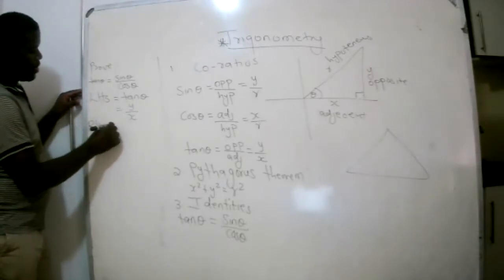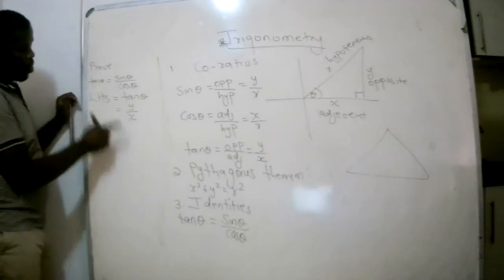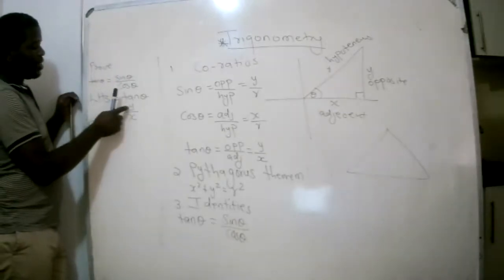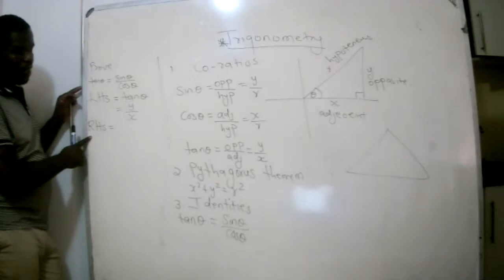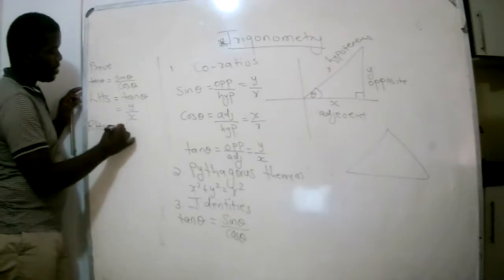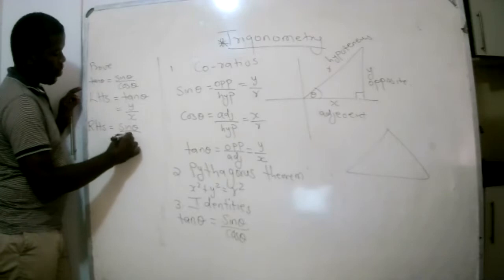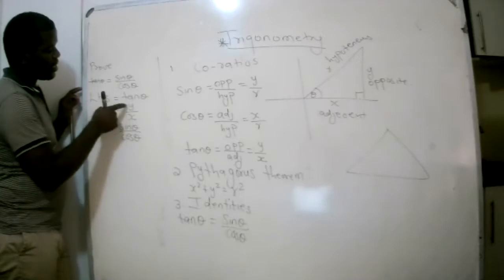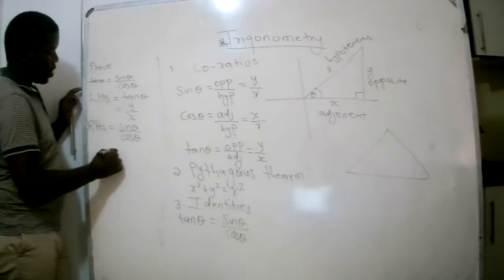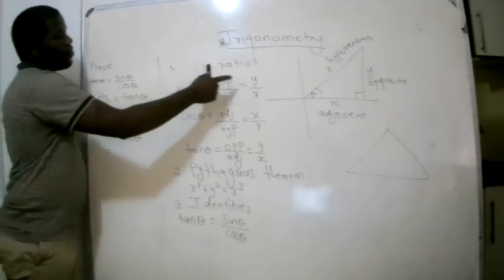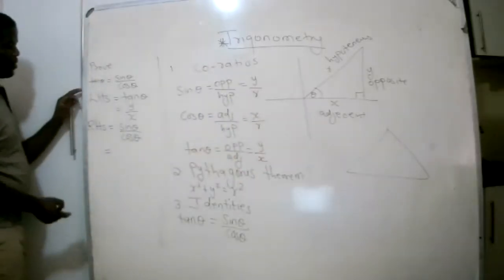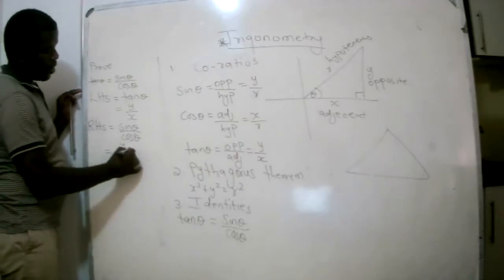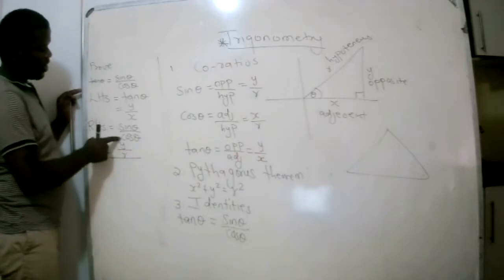Then now we go to the right-hand side. What are we given on the right-hand side? Remember, we are proving that left-hand side is equal to right-hand side. So now we know left-hand side is y over x. Let's now deal with the right-hand side, which is given as sine theta over cos theta. We want to find out if indeed sine theta over cos theta is the same as y over x. We know what sine theta is in terms of x, y, and r: y over r, and then all this divided by cos.